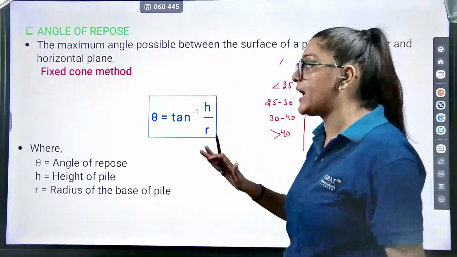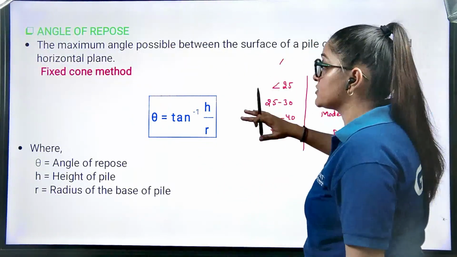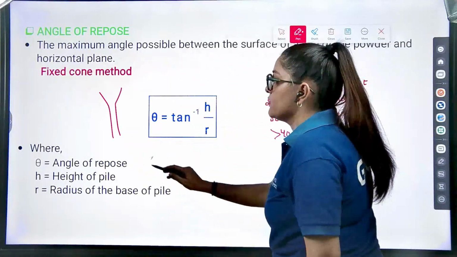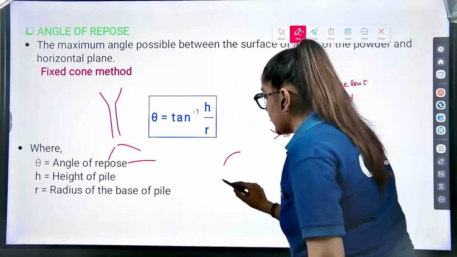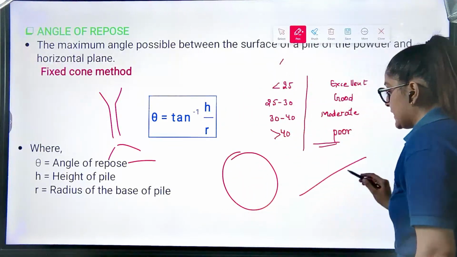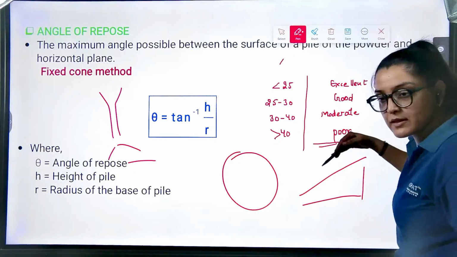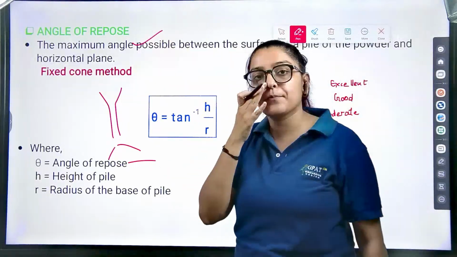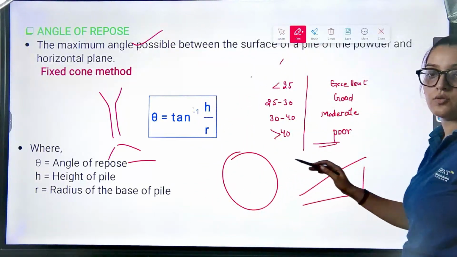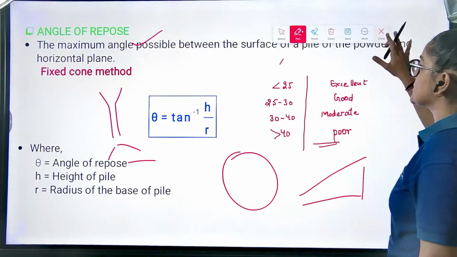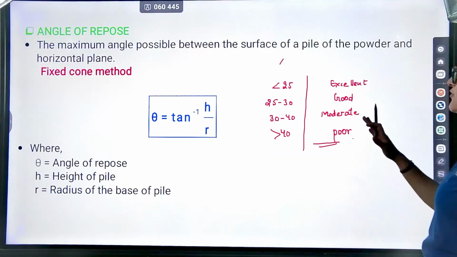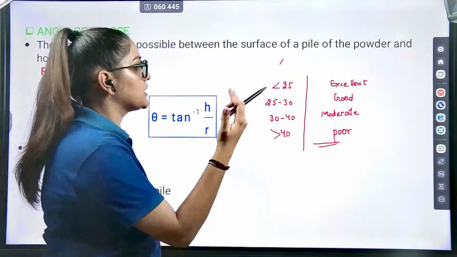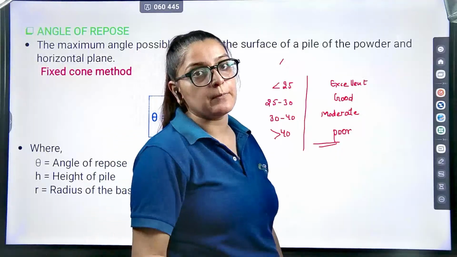Tilted table method, we have other methods also. This one includes the fixed cone method, which we have covered like this, and the powder heap was formed. Then we have the rotating drum method, rotating table method. So when the powder is going to slip here, this will indicate the angle of repose. So either the instrument is going to move or it is going to be fixed. If the value is less than 25, it will offer excellent flow. 25 to 30, good flow. 30 to 40, moderate, and greater than 40 will be poor.